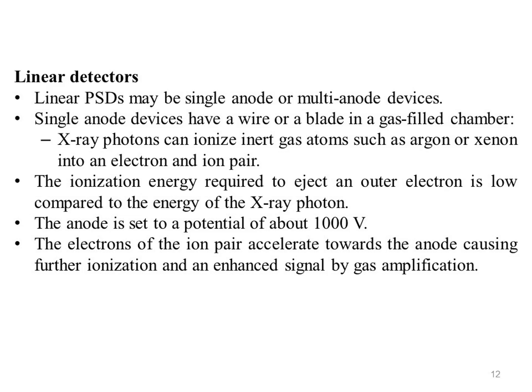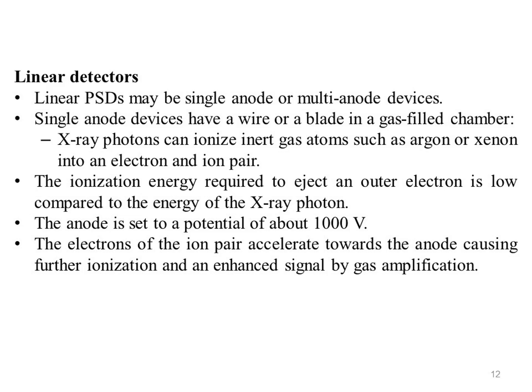The ionization energy required to eject an outer electron is low, which is 10 to 20 electron volts, compared to the energy of the X-ray photon, which is 8 kilo electron volts for a copper X-ray tube, so that one X-ray photon can produce several hundred ion pairs.